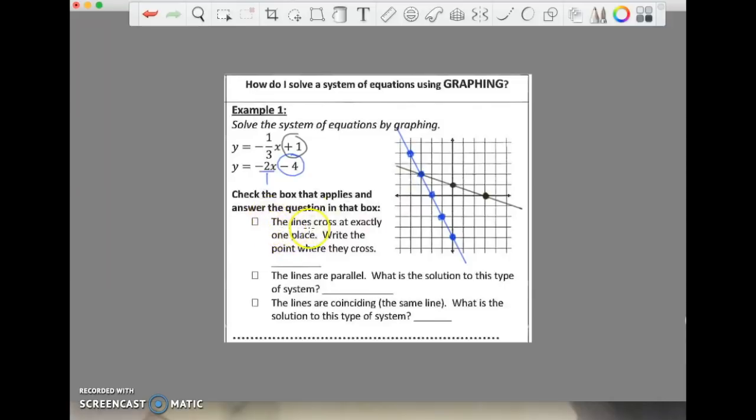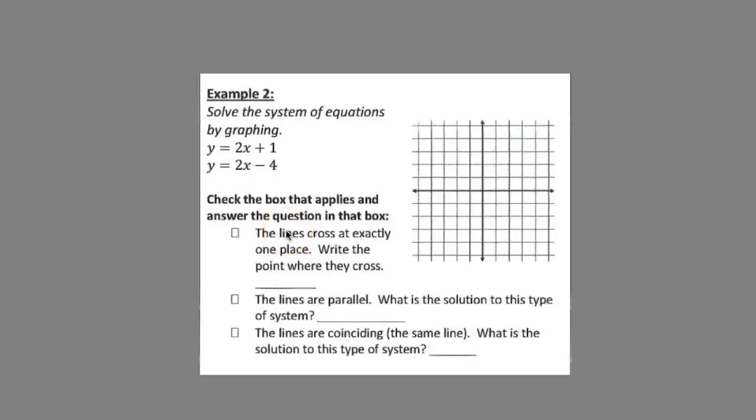It says here, the lines cross at exactly one place, right? The point where they cross. I am going to write that point out. When we read that point, we have 0, negative 1, 2, negative 3, and I'm going to go up on my y, 1, 2. So when we write that point, it's negative 3, 2. We're going to check this box. Hope that makes sense. Let's take a look at example 2.